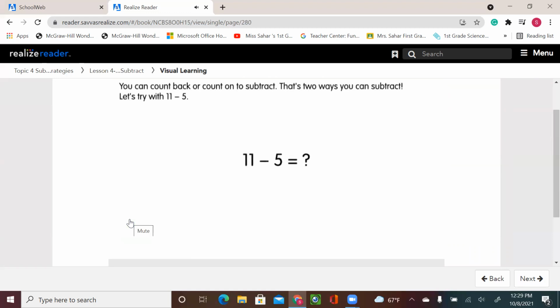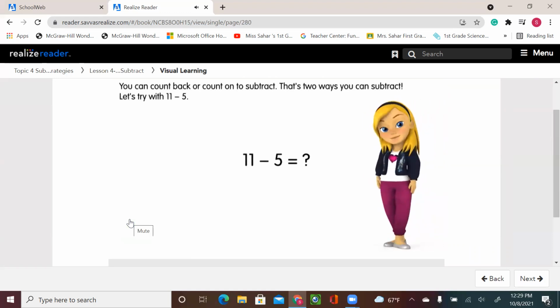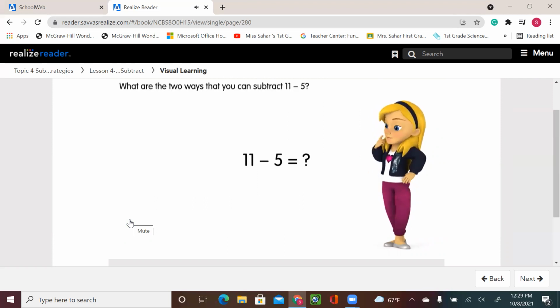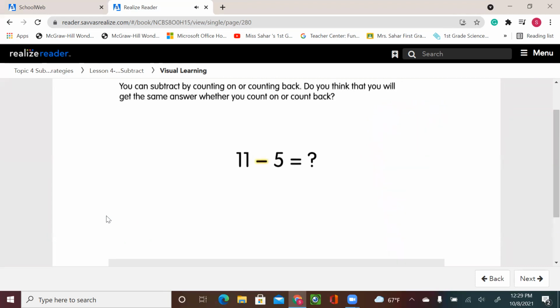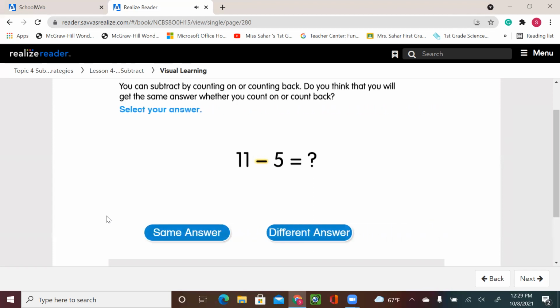You can count back or count on to subtract. That's 2 ways you can subtract. Let's try with 11 minus 5. What are the 2 ways that you can subtract 11 minus 5? You can subtract by counting on or counting back. Do you think that you will get the same answer whether you count on or count back? Select your answer.